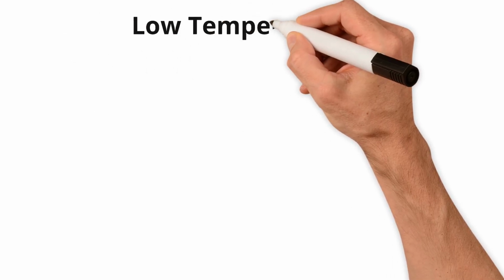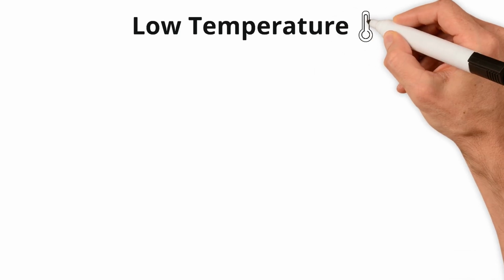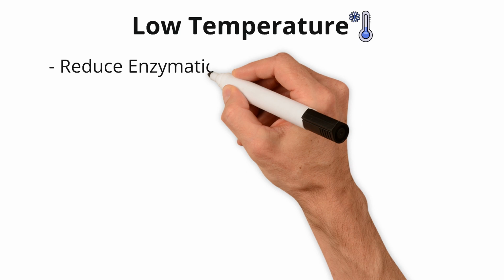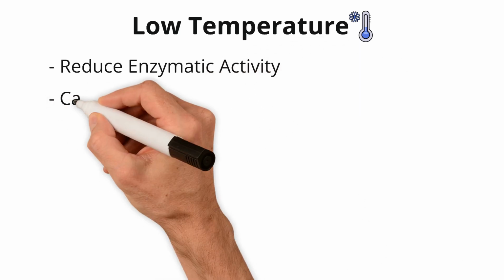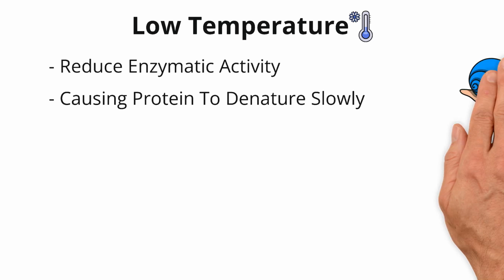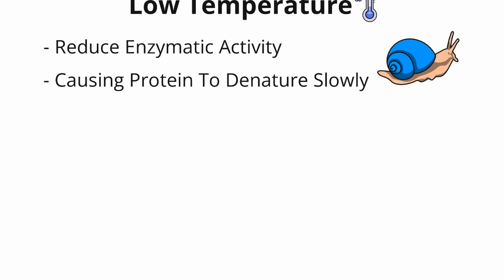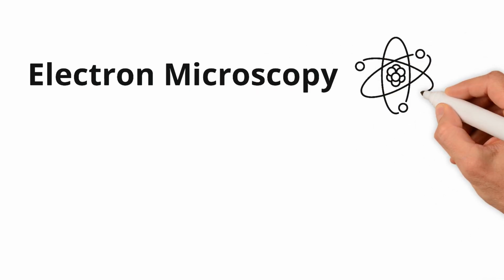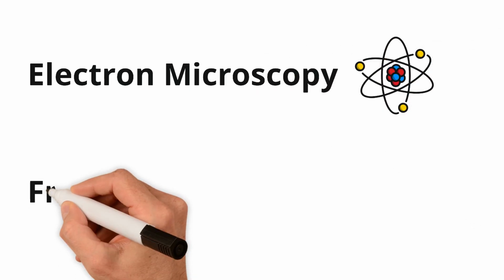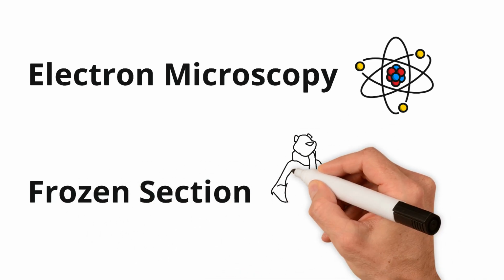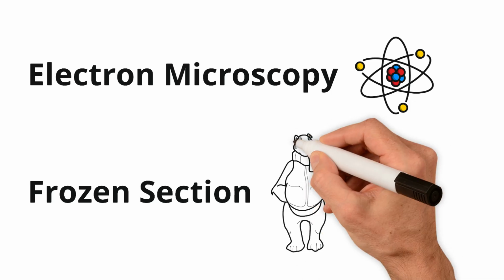Sometimes, the temperature during fixation is lower to slow down the process. This helps reduce enzymatic activity without causing proteins to denature too quickly. A common example of this approach is when preparing specimens for electron microscopy, where preserving fine cellular detail is crucial. Another example is when preparing a frozen section for a rapid diagnosis, while the patient is still in the operating room.